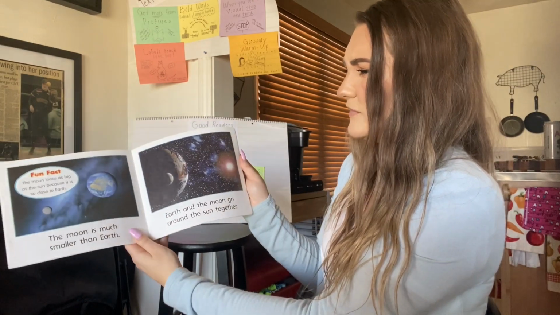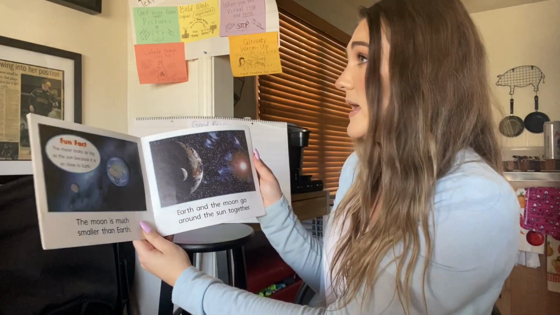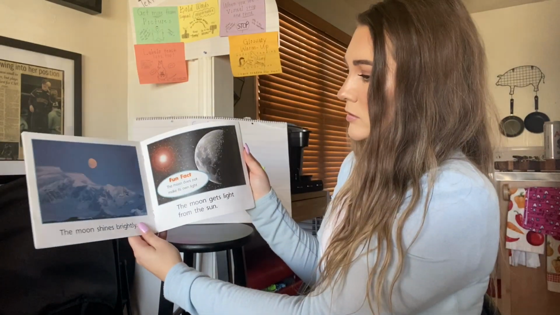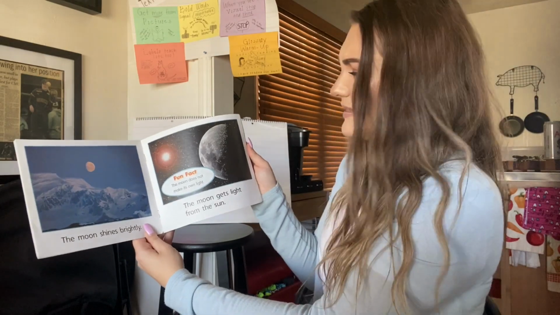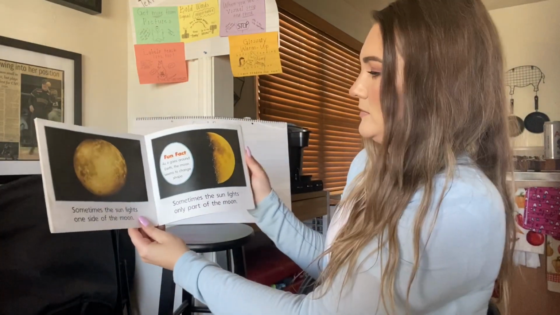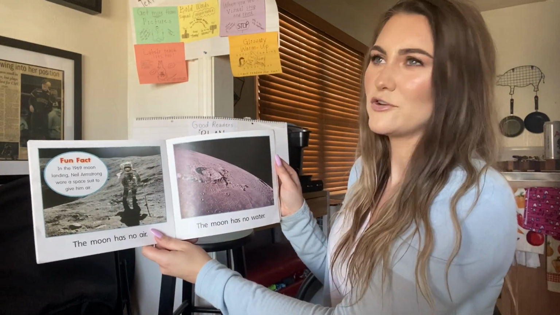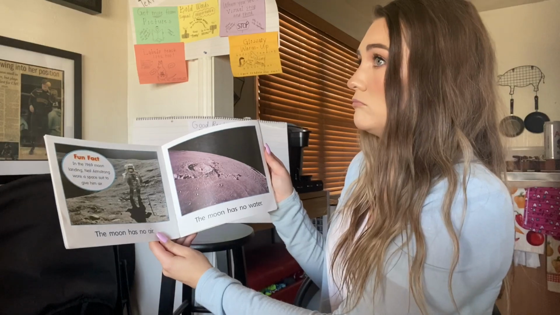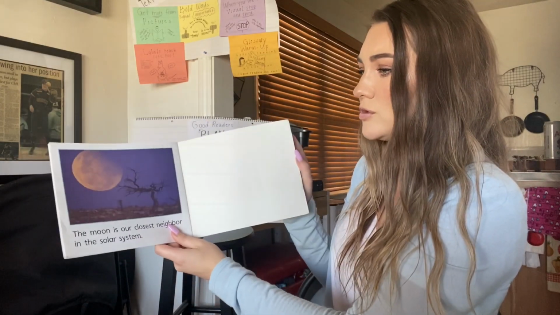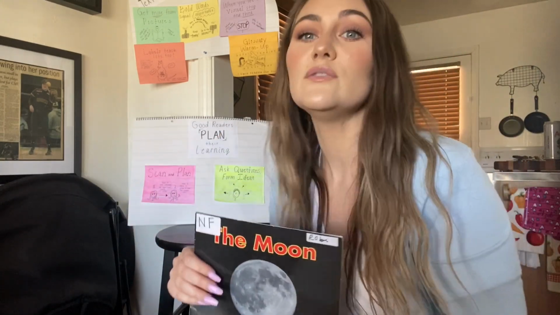Why do we have moon phases? I'm thinking it's because of the way it is positioned in the sky. Why does the moon shine brightly? Oh, it reflects off of the sun. Okay. Why did we ever explore the moon? Probably because we were curious about it and wanted to get more knowledge. Okay, cool.